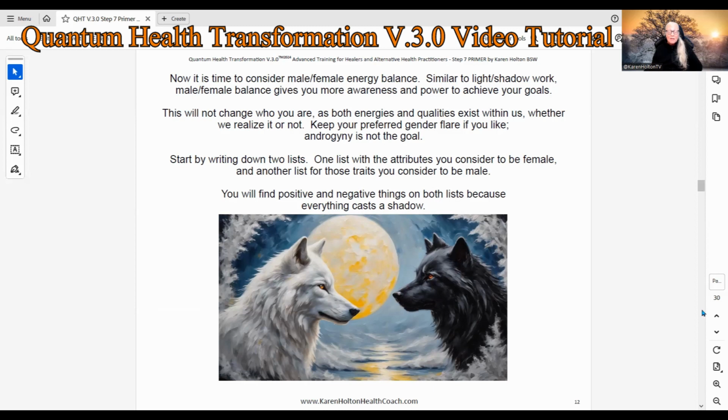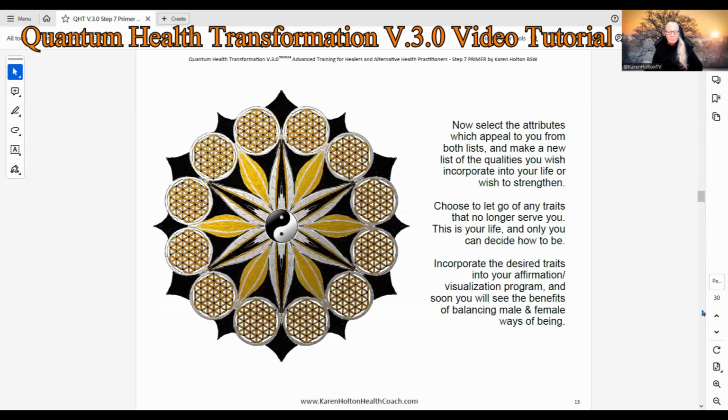Start by writing down 2 lists. One list with the attributes you consider to be female, and another list for those traits you consider to be male. You will find positive and negative things on both lists because everything casts a shadow. Now select the attributes which appeal to you from both lists and make a new list of the qualities you wish to incorporate into your life or wish to strengthen. Choose to let go of any traits that no longer serve you. This is your life, and only you can decide how to be.